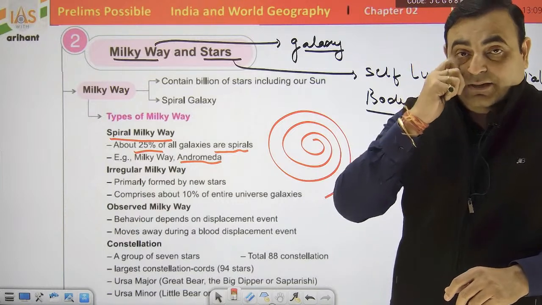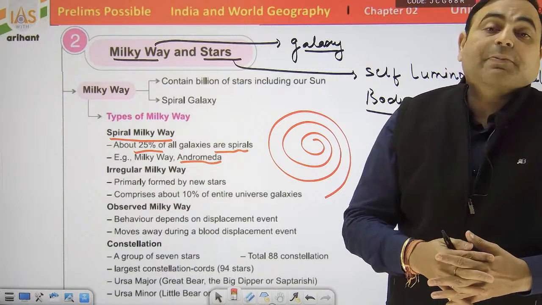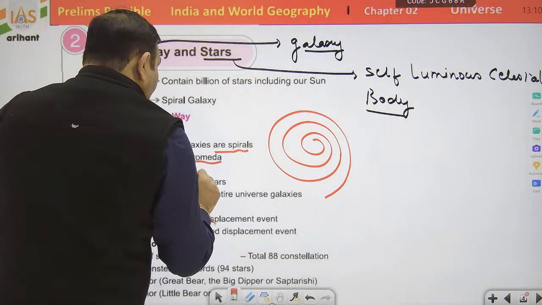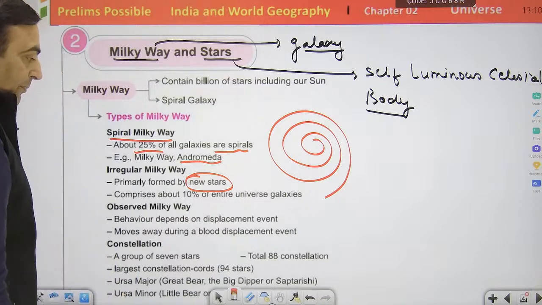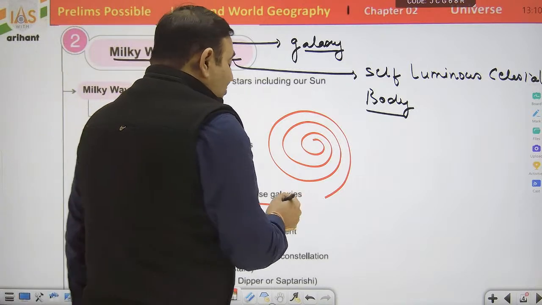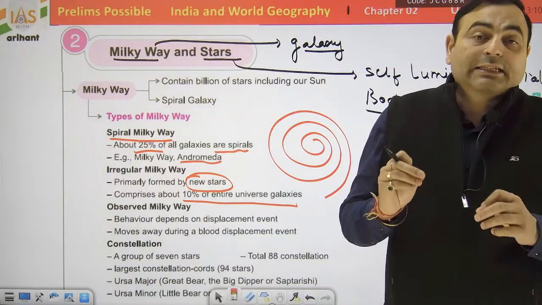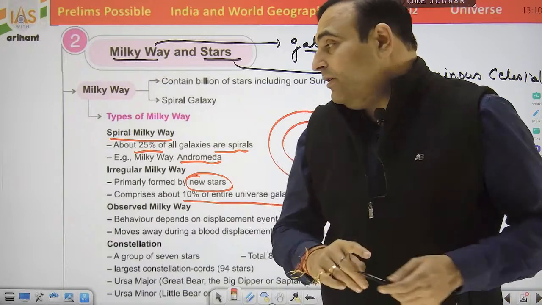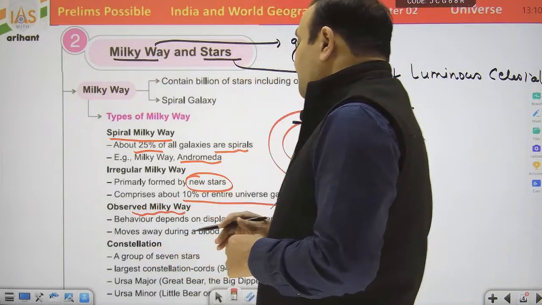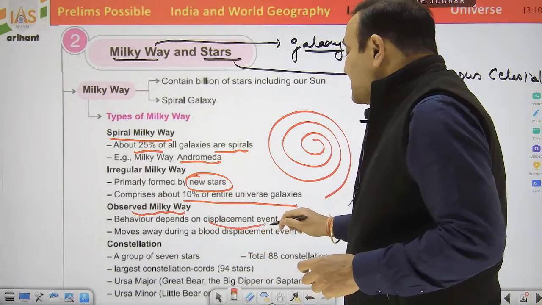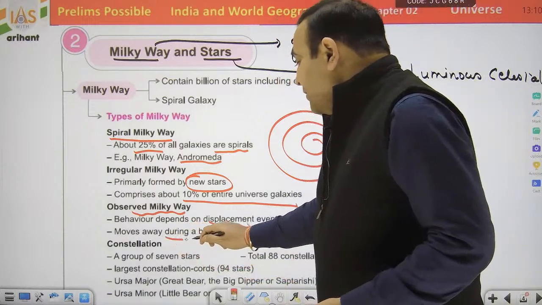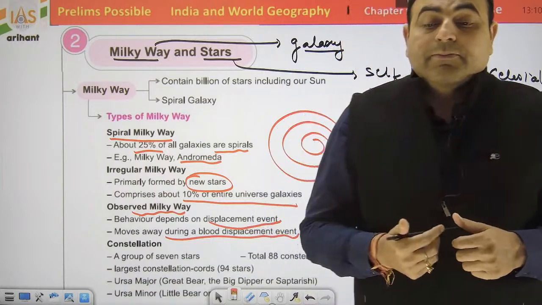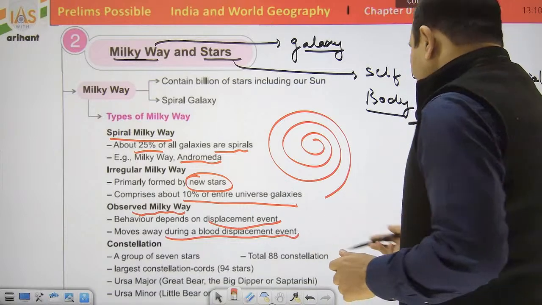The second one is the irregular galaxy, which has no specific kind of shape. For example, it is formed by a new star. 10% of the total galaxies in the universe are irregular. Then what are observed galaxies? Observed galaxies move away during a displacement event. It's known as observed. Clear, everyone? Yes.